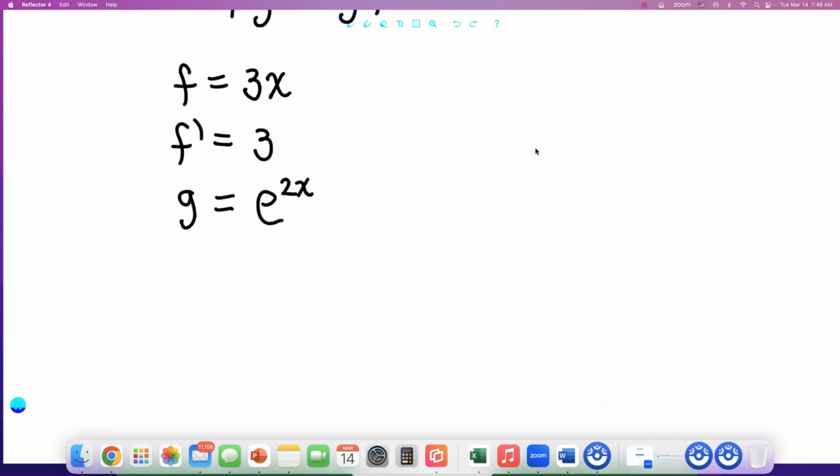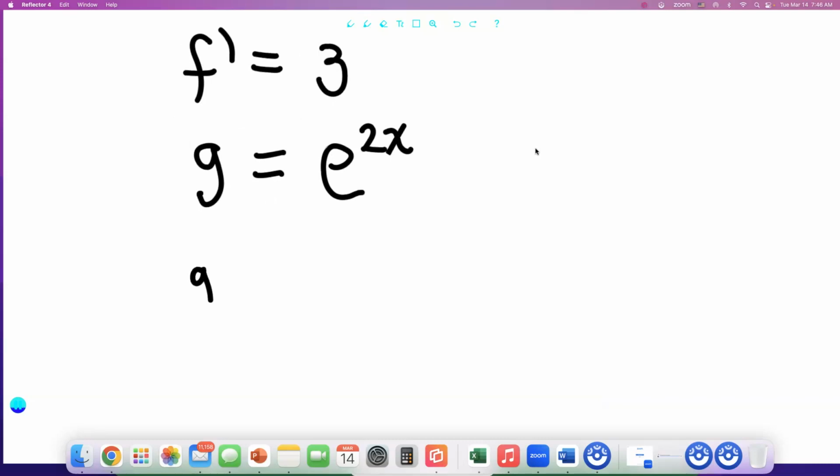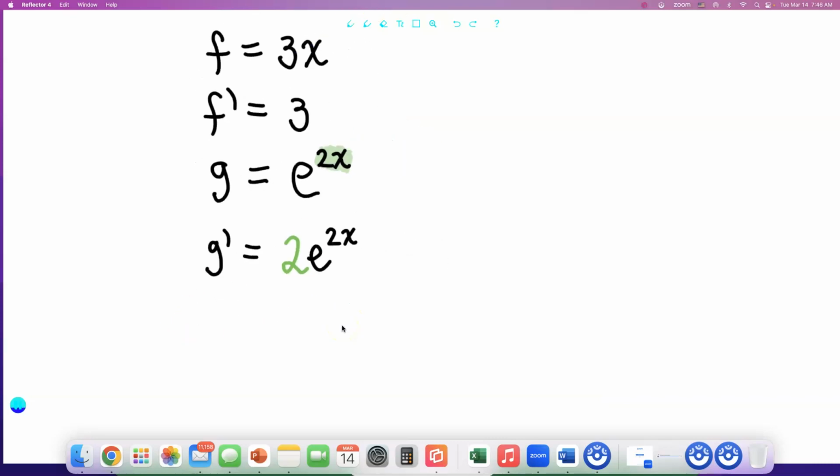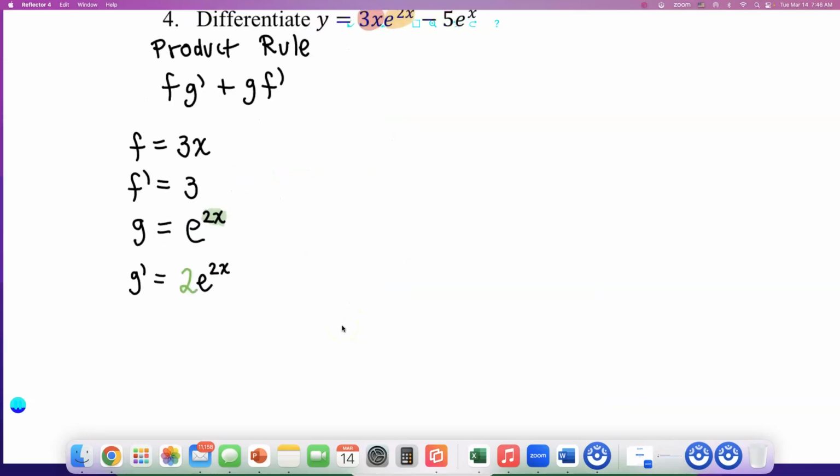Let's talk about finding the derivative of this, okay? When you write the derivative of an exponential term with base e, you copy it down exactly the same, but you multiply this by the derivative of the exponent. What is the exponent? 2x, right? So what is the derivative of 2x? 2. So that is g prime. So we got all our four pieces ready. I am about to put them together now.